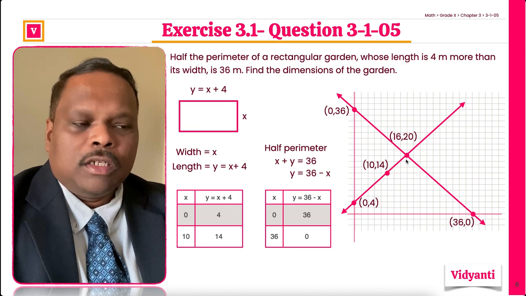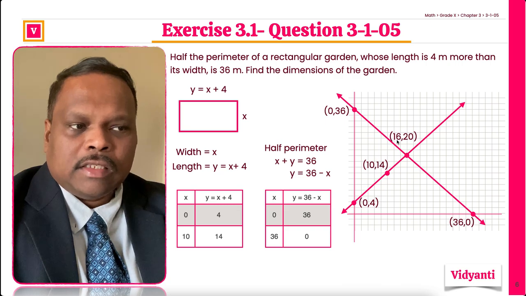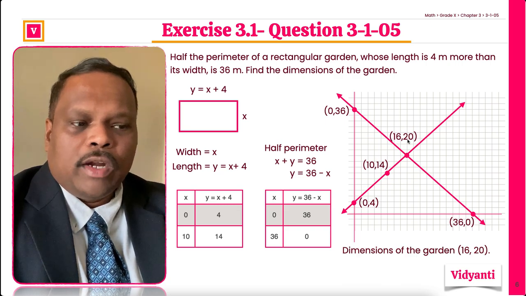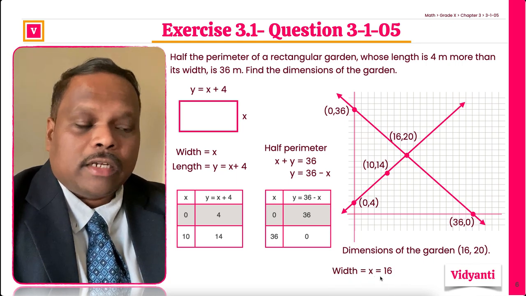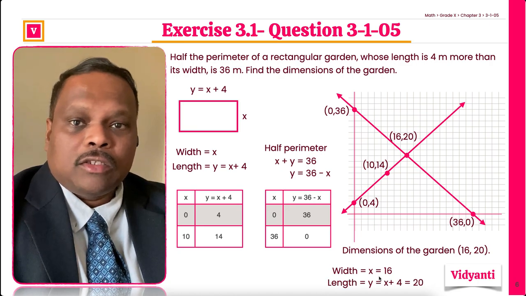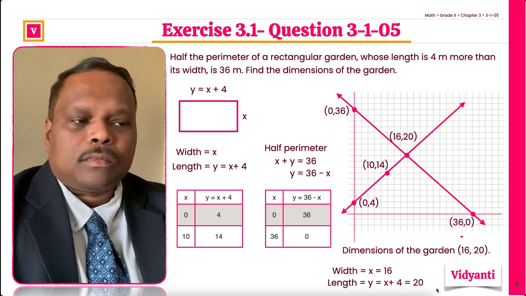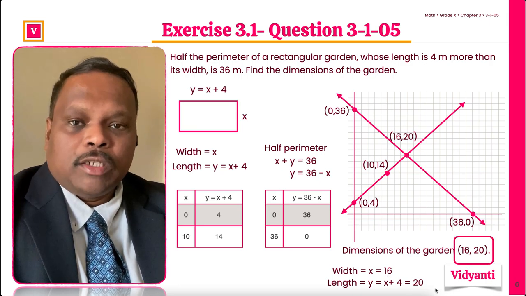If you count, that comes out to be (16, 20). So our final answer is x is 16 and y is 20. So the dimensions of the garden are 16 and 20. Width we had assumed as x, so that's 16. Length we had assumed as y, which is 4 more than the width, came out to be 20, which is correct because 16 plus 4 is 20. So your final answer will be, the dimensions of the garden are 16 as the width and 20 as the length.